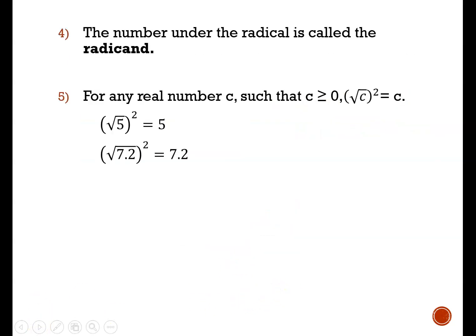Property 4. The number under the radical is called the radicand. I'll be using that term some, just so you'll know what I'm talking about.